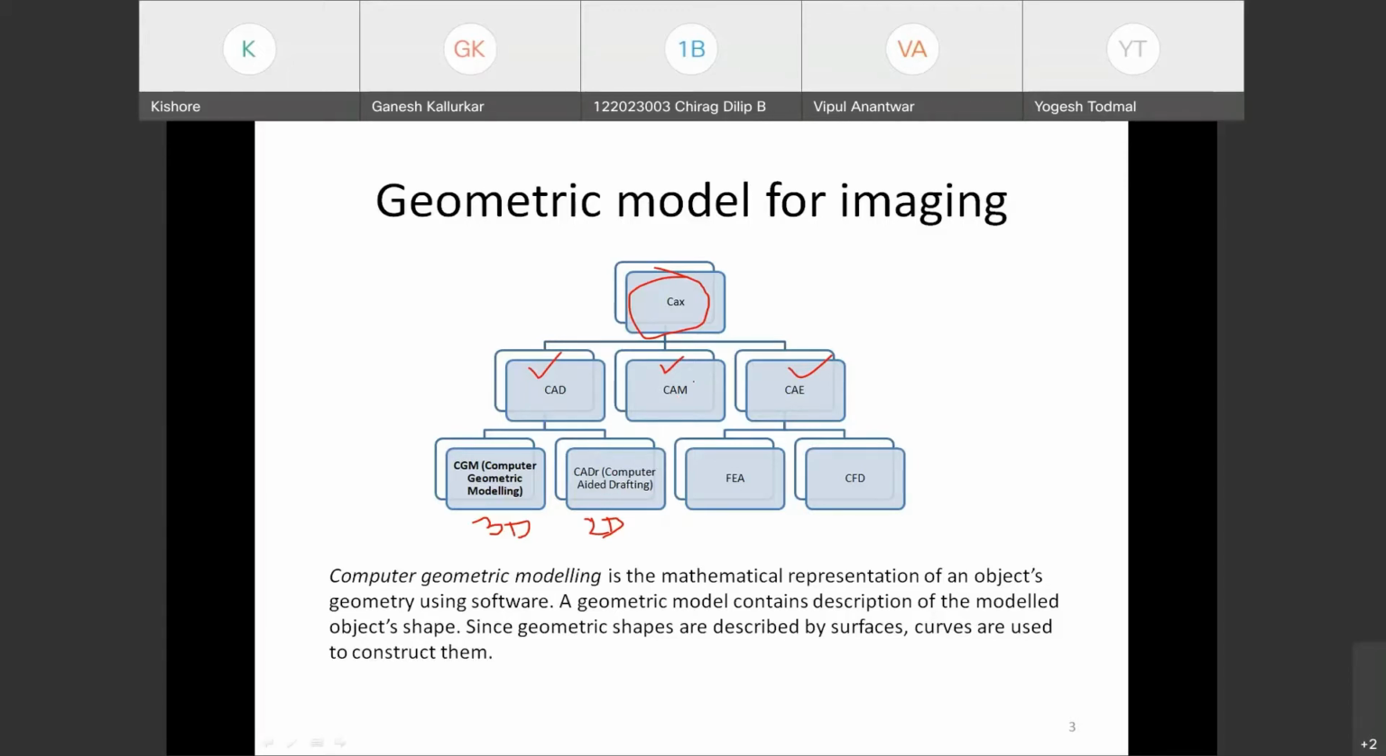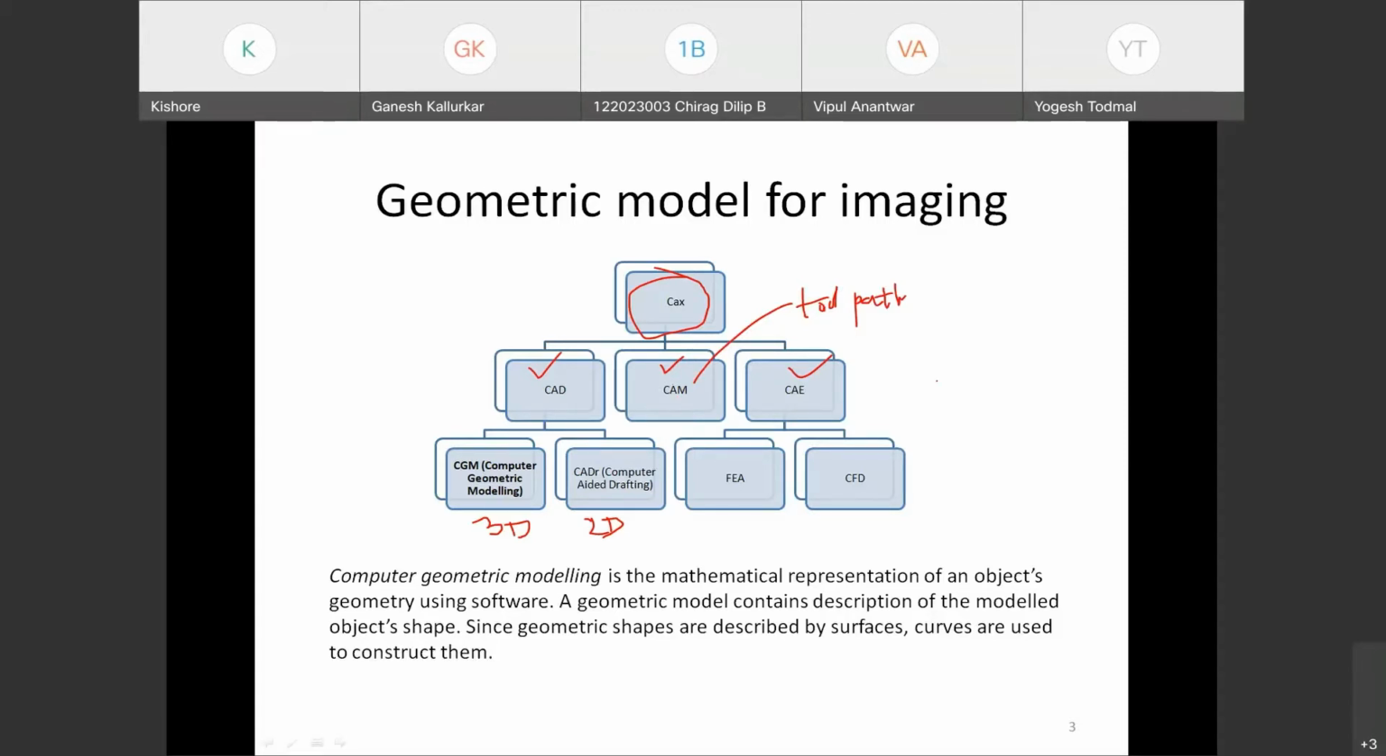Okay, so CAM is usually used for tool path designs. That tool path can be for milling, drilling, forming. It can be for welding as well. Okay, for any manufacturing process, if you need a tool path, you can make use of this CAM software.